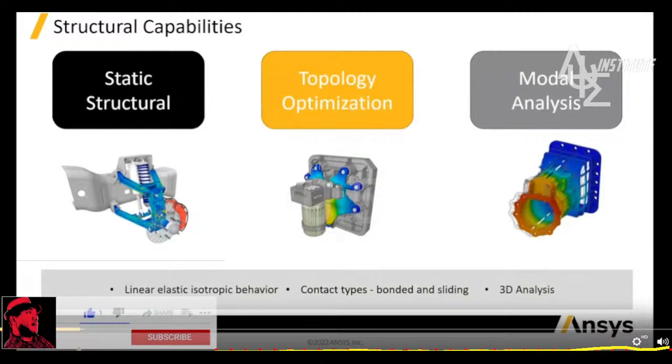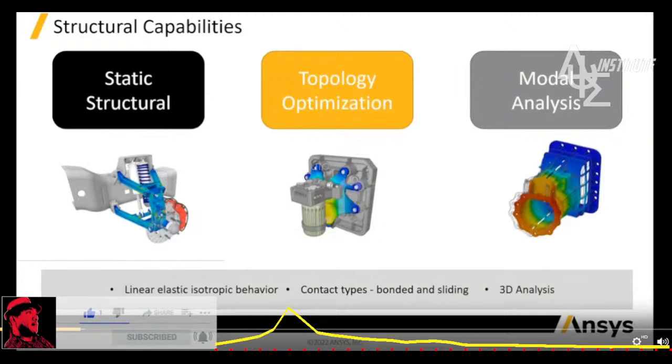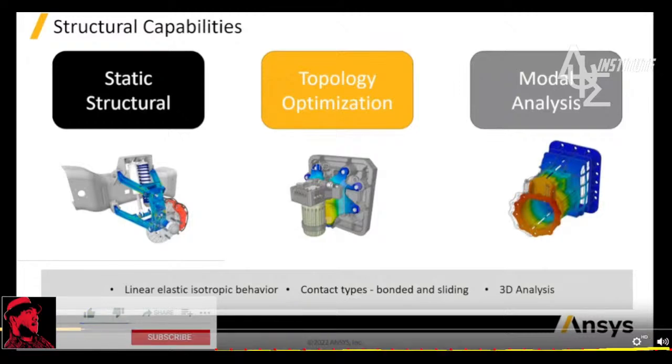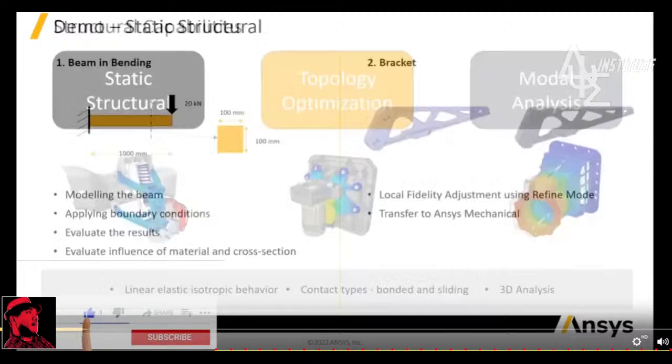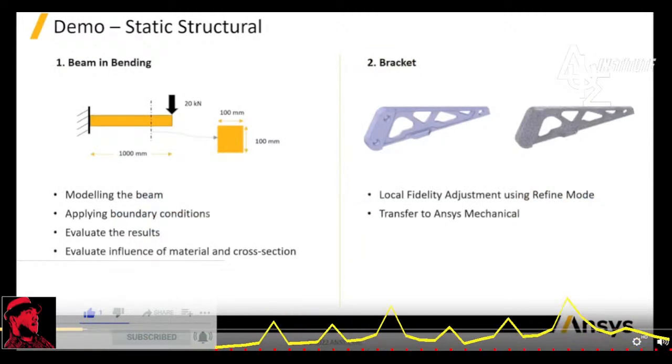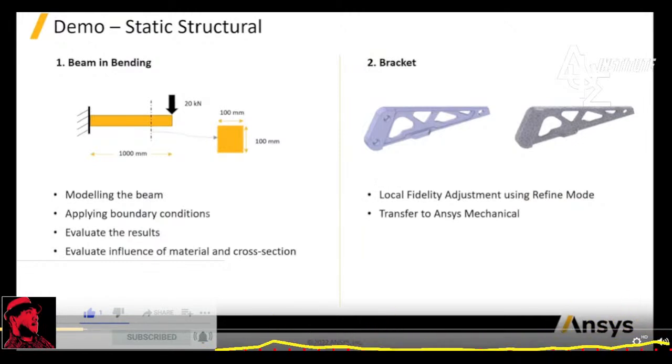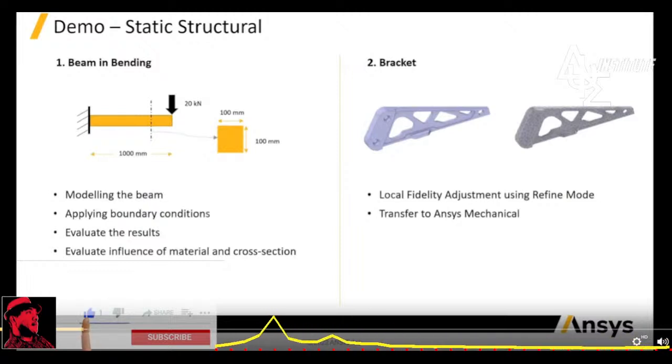It is important to note that Discovery can only simulate linear, elastic, isotropic behavior. The contact types that are available are bonded and sliding, and only a 3D analysis is possible in this software. Now, in today's demonstration, I will be showing you two models, one focusing on the explore mode and the other one showcasing some additional features that is available with our refine mode.